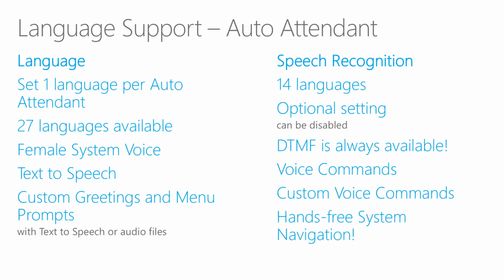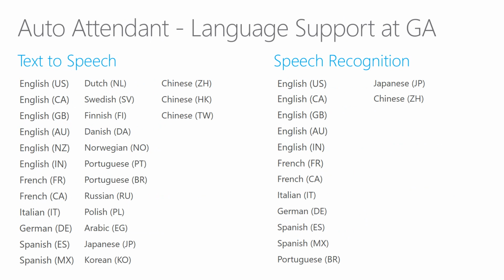So which languages do we support? You can have one language per auto attendant. If you want multiple languages, you will need multiple auto attendants. There are 27 languages available for the auto attendant. It's a female system voice, and we do text to speech. For speech recognition, we support 14 languages. DTMF is always available, and you can have voice commands and custom voice commands. This enables you to do hands-free system navigation. These are the languages that are currently supported.